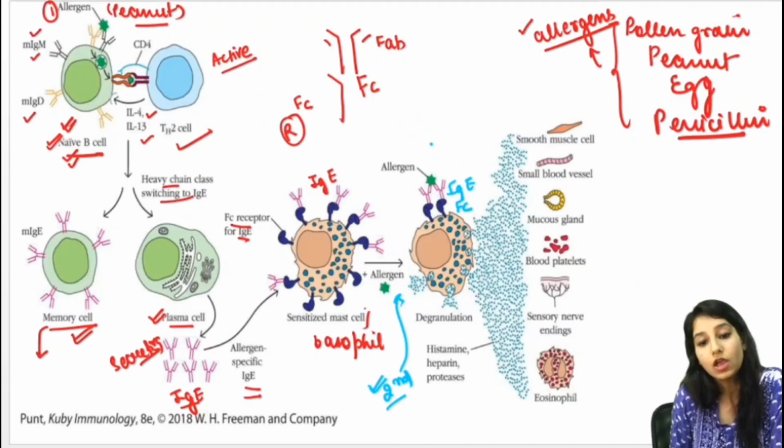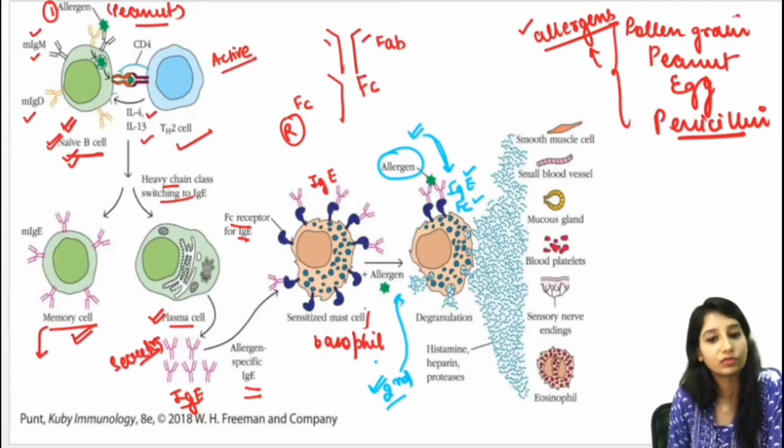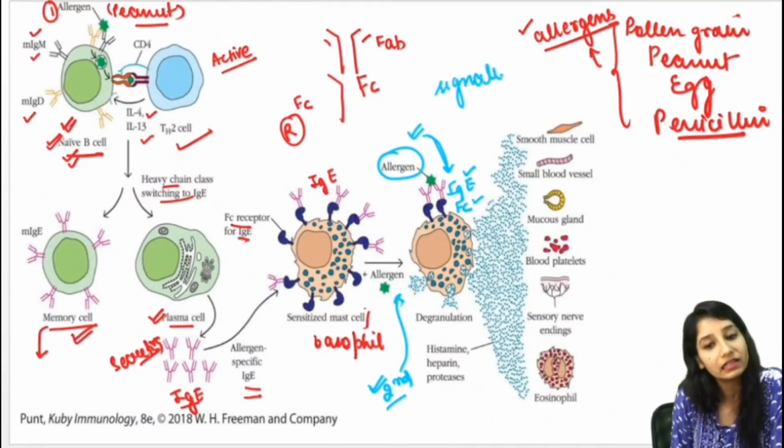It already has this. So now this allergen molecule will directly come and bind with the IgE antibody, which is bound to the FC receptor. It won't go here. It won't repeat all these steps. It will directly come and bind with this sensitized mast cell or sensitized basophil cell. After binding, what will happen? This allergen binding with the IgE antibody and the FC receptor on the mast cell will create a signaling inside the mast cell, due to which the mast cell will release its granules. It will undergo degranulation.